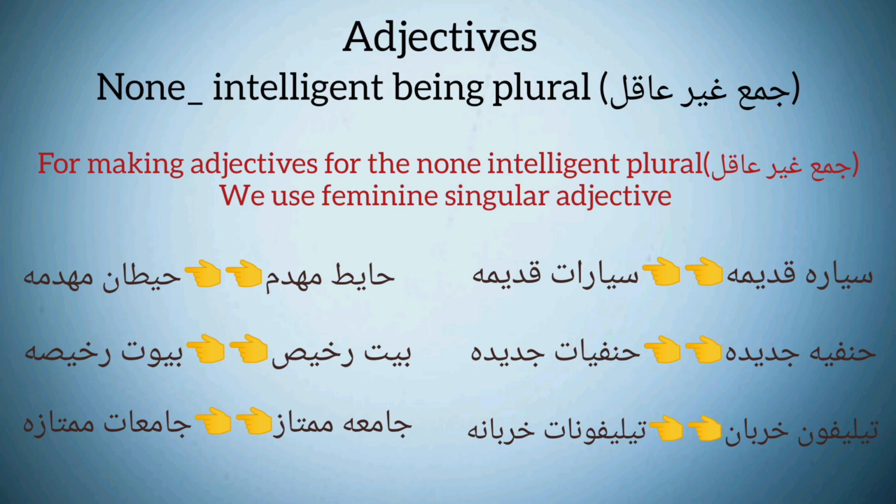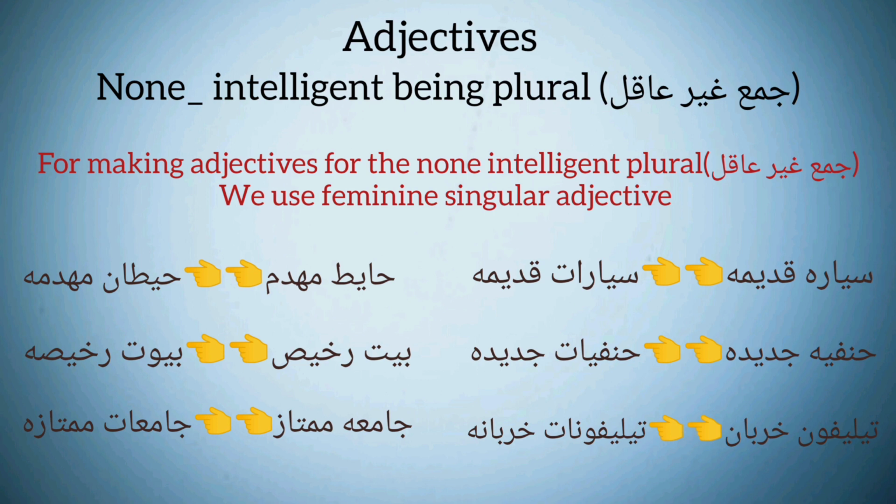بيت رخيص means a cheap house, not expensive. Cheap house. رخيص means cheap. And the non-intelligent plural one is بيوت. بيوت رخيصة. The cheap houses. بيوت is in a plural, non-intelligent plural. Then we have to use a feminine singular adjective.